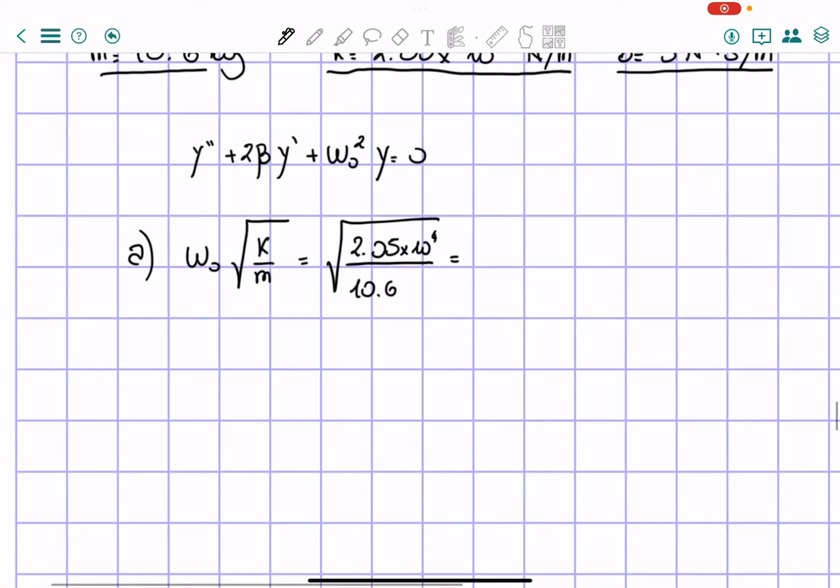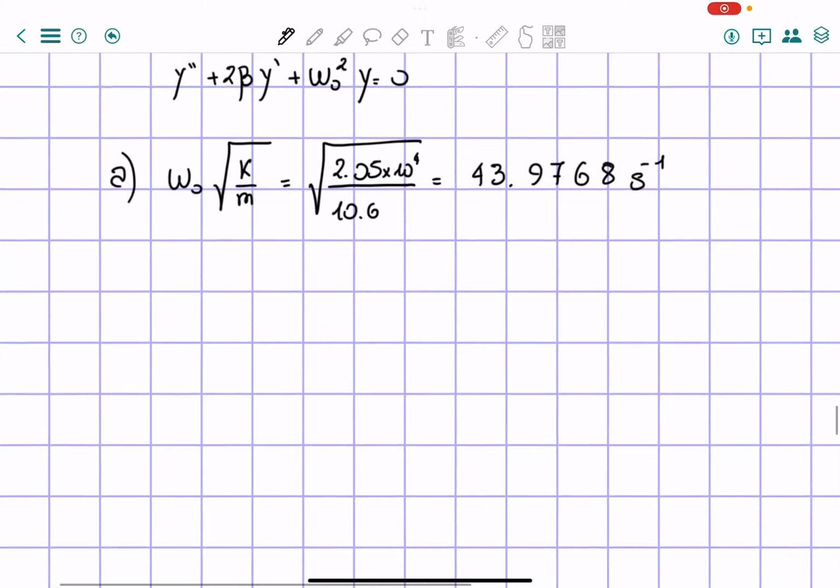We get, and then the power of 1/2, we get 43.9768 seconds to the power of negative 1. But what does this mean?